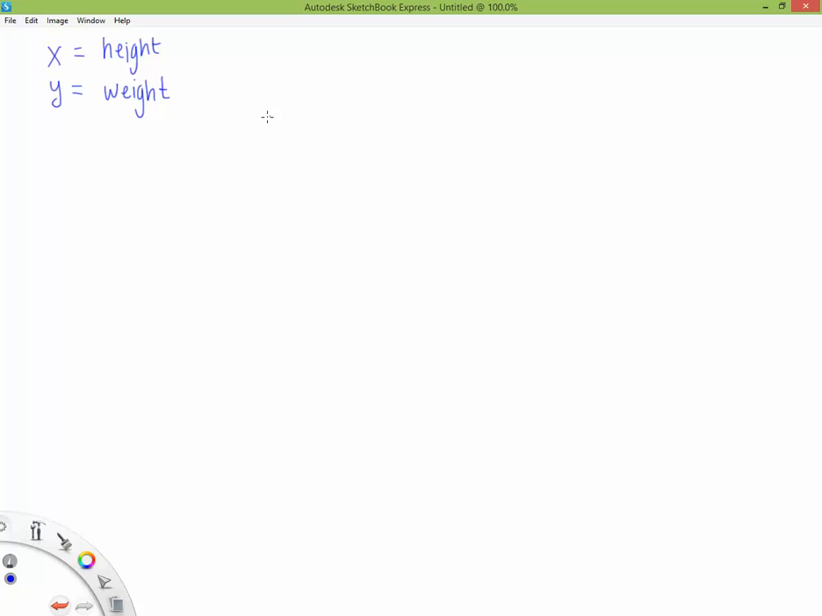Okay, so don't copy those numbers down. All right, so let's say our prediction line y hat is equal to 5x minus 180.